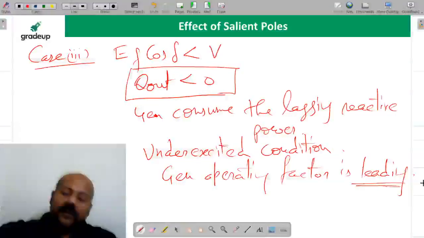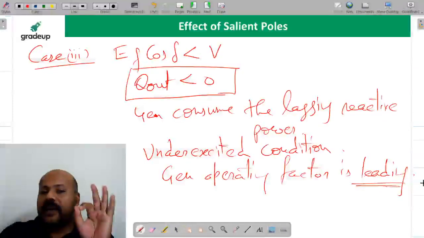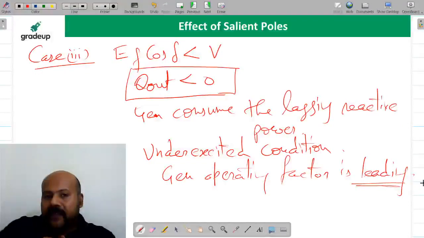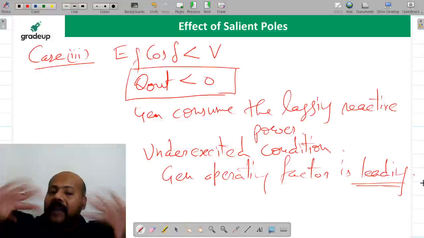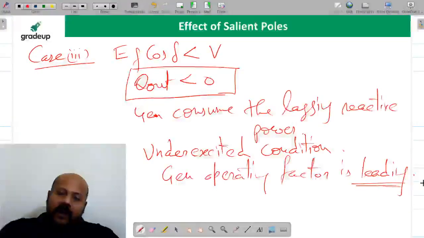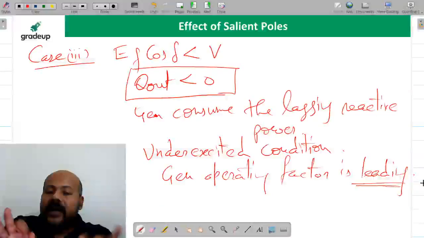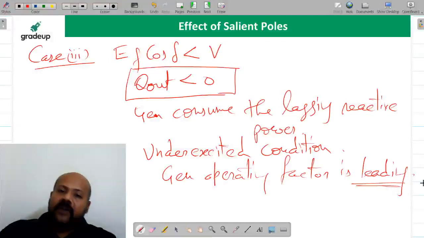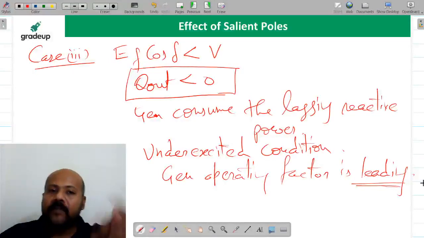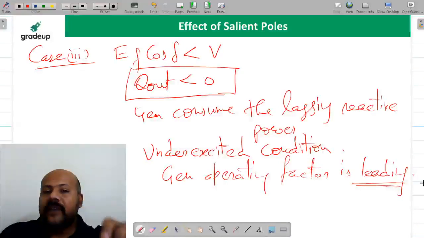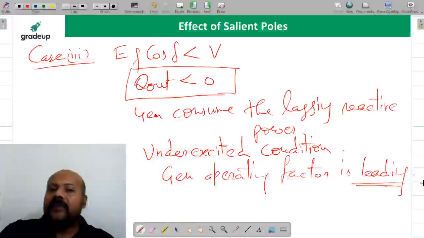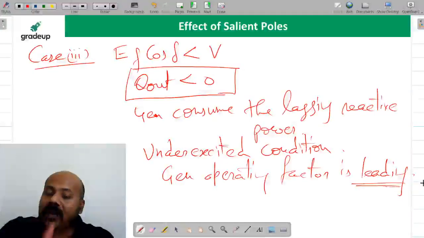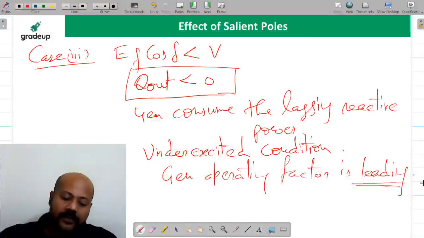Now you will ask me, sir, why is it leading? Then I will tell you, beta, at the end of the day, when you are saying your generator is going to consume reactive power, you can say the same thing: it is going to supply the leading reactive power. I hope you are getting this idea. If you are consuming the lagging reactive power, it means you are supplying the leading reactive power. Both the situations are the same. For example, if you tell me, sir, I have given you 2 chocolates, the same thing I can tell you: beta, no, you have not given me 2 chocolates, I have given you minus 2 chocolates. So both the things are the same. I hope it is clear to all of you.